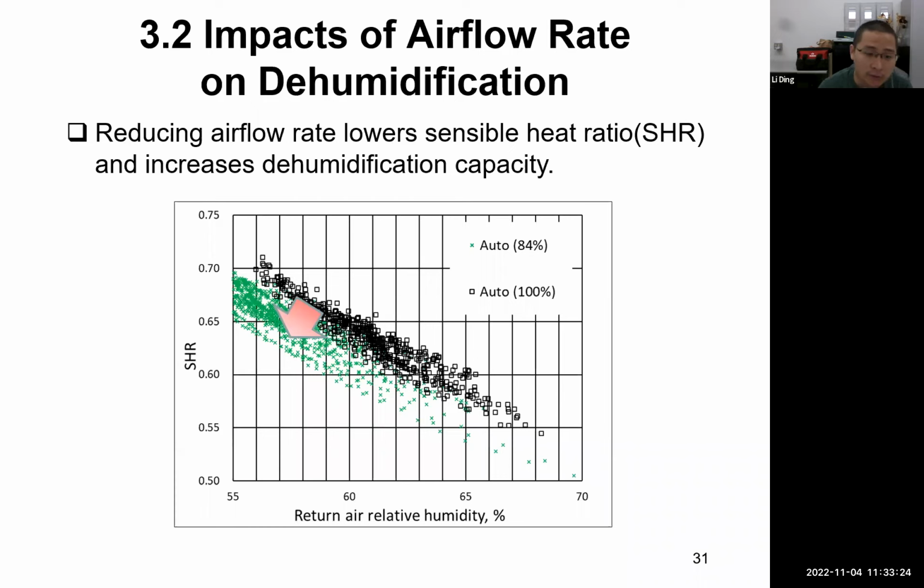Next, when we reduce the airflow rate, so you can see the impact on dehumidification. So the chart is SHR versus the return air relative humidity. So at the same condition, the green shows the auto mode at 84% rated airflow rate, and the black shows the 100% rated flow rate. So you can see when we reduce the airflow rate, the SHR decreases, which means the dehumidification capacity increases.